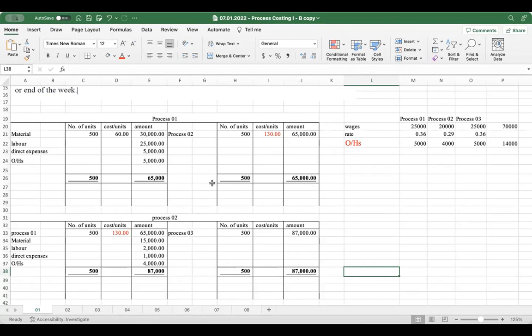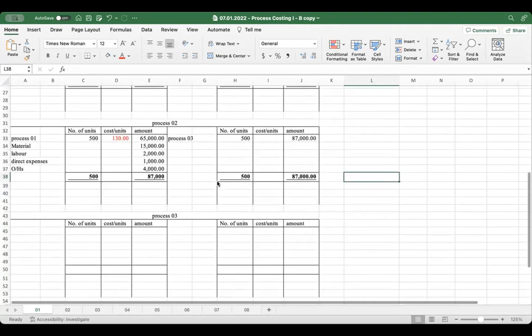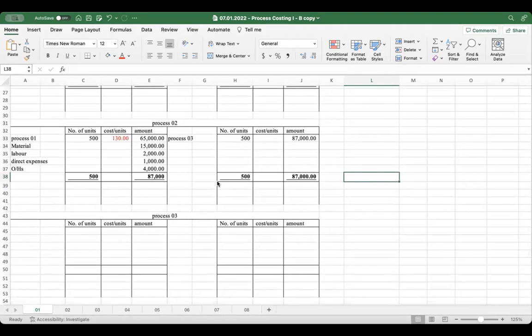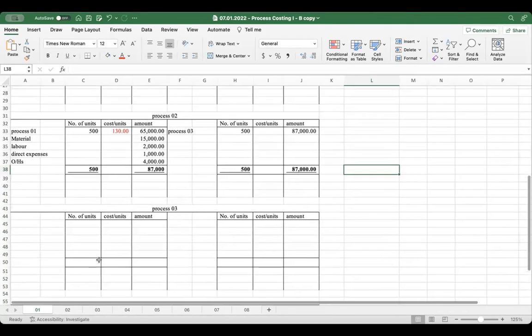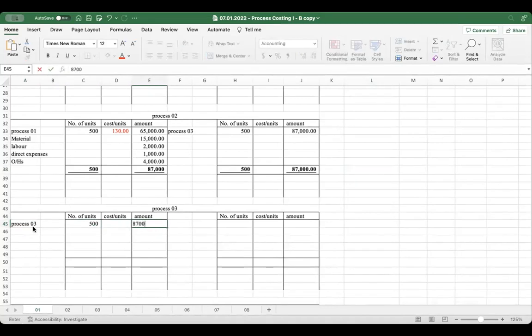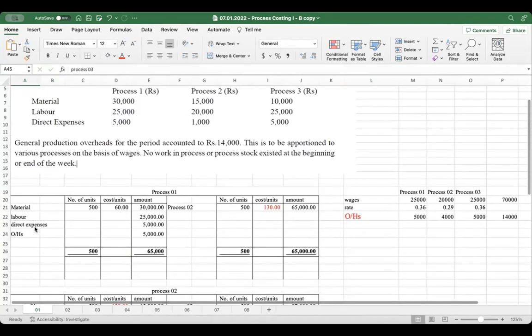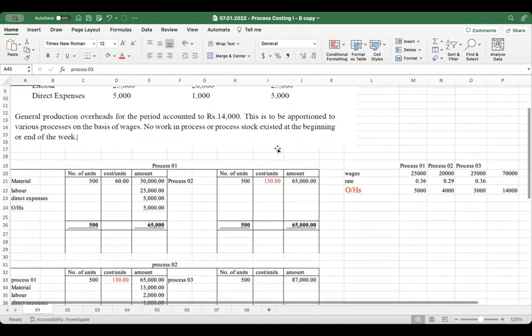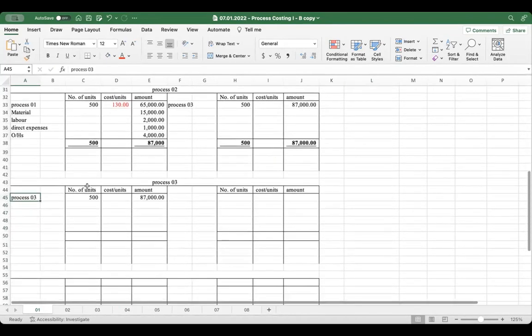Right. So up to now, I hope it's clear. Now can you all try to complete this process 3 by yourselves? Try to do that. You bring the process 3 values here, brought forward values from process 2. Right? Now input data, it's very easy. Material 10,000, labor 25,000, direct expenses 5,000.